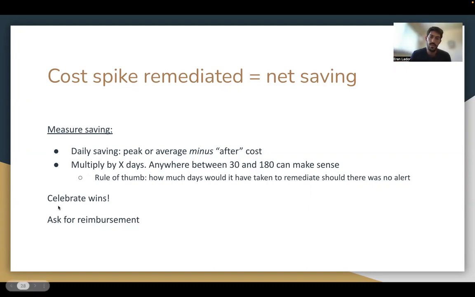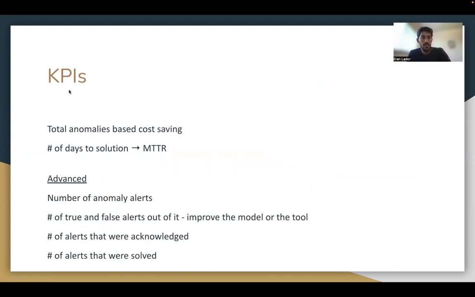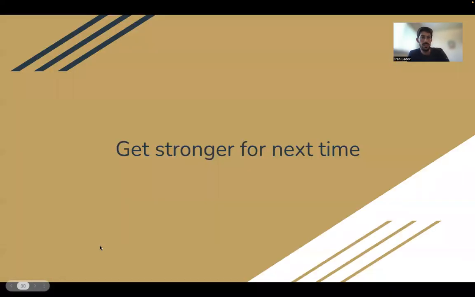And then we also want to celebrate the wins. It started with something that we didn't want to happen, but then we took care of it really well. And so we want to celebrate these wins. We could also ask for a reimbursement from the cloud provider for this mistake. It might have been a human error, and so on. Other things that we want to monitor are the cost saving, and how many days it took us to reach a solution. And for advanced, let's take it offline if you have other questions.